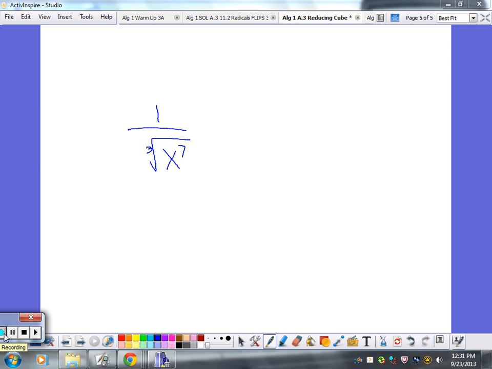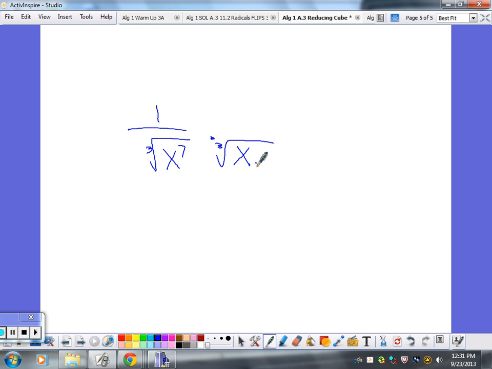All right, let's look at this again. Is this a perfect cube? How do I know if it's a perfect cube or not? Right, 7 divided by 3, not a whole number. So I want it to be something that will give me a perfect cube. So what would I multiply by? X to the 7 times 1x, is that enough? Because what will that give me? X to the 8th.